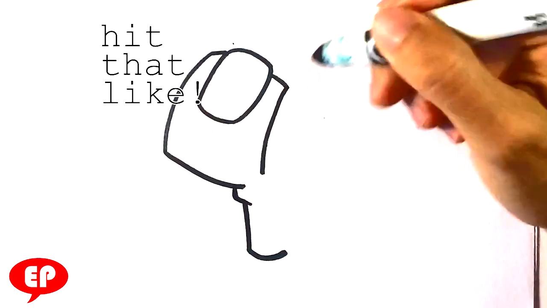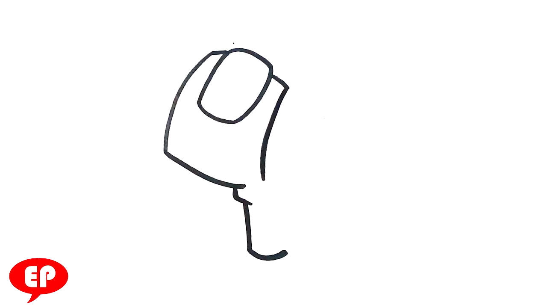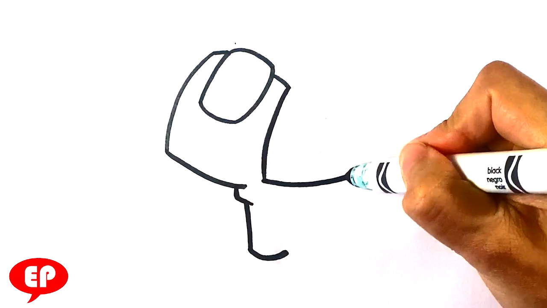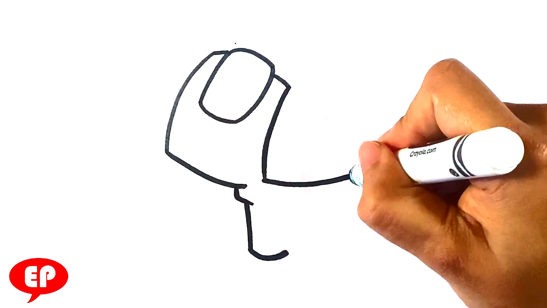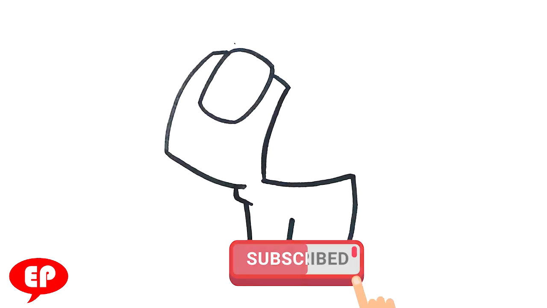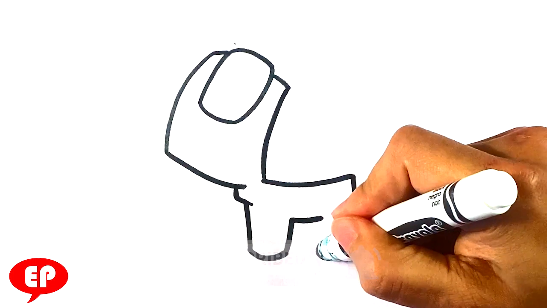Pulling down here. With a big open mouth. And then I'm gonna curve out here for that big open mouth. Pulling down for the other foot. Curve here. Curve up for one foot. Curve in. Curve up for this foot.